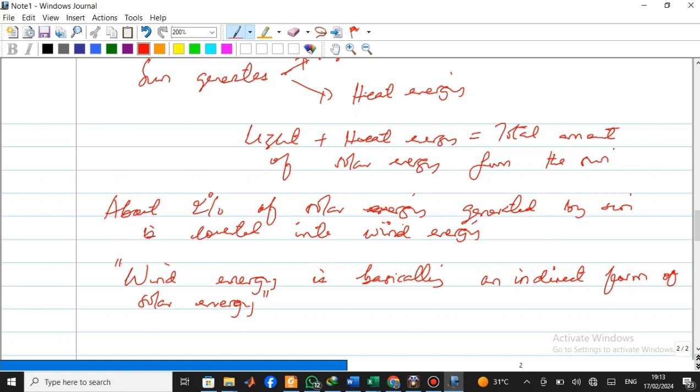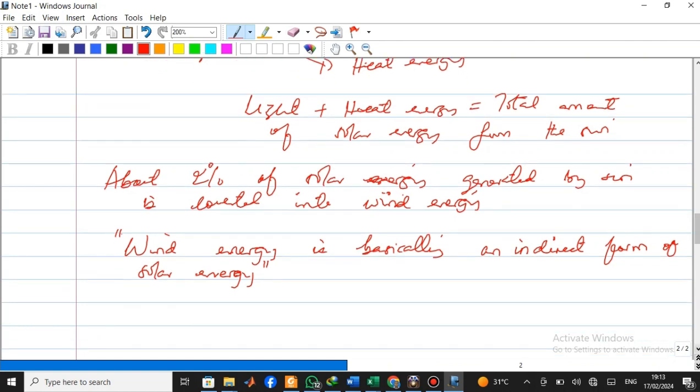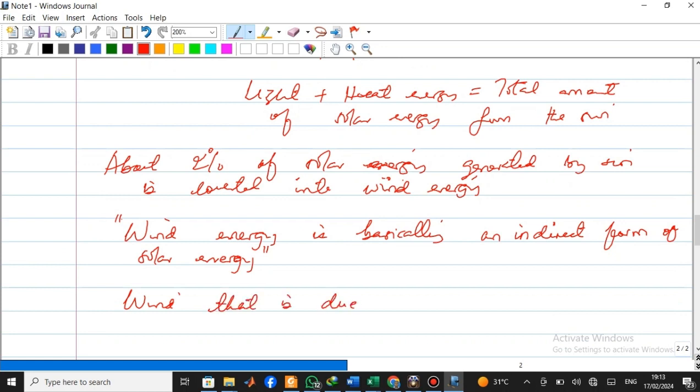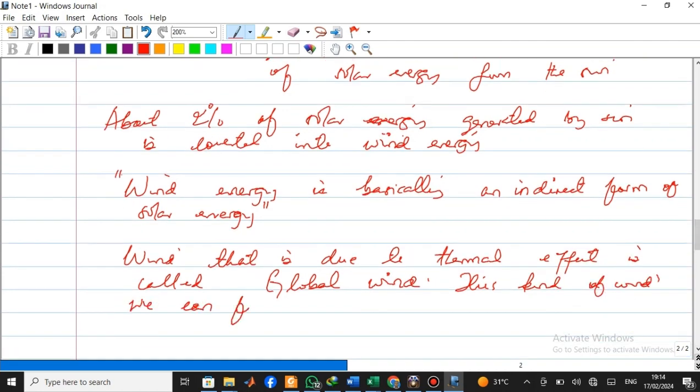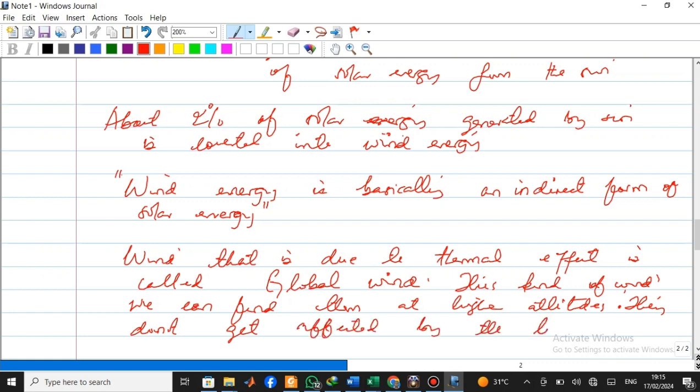And winds that are caused by the thermal effect are called global winds. These kinds of winds we can find at higher altitudes. Due to the fact that they are formed at high altitude, they are not affected by the topography of the surface of the Earth.